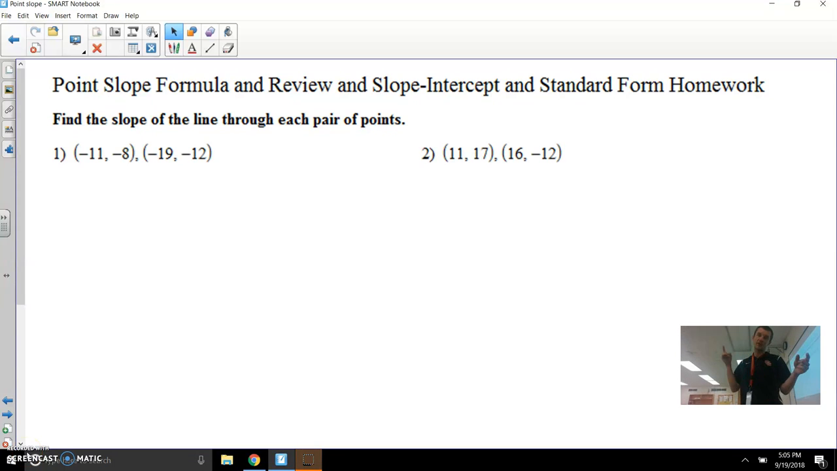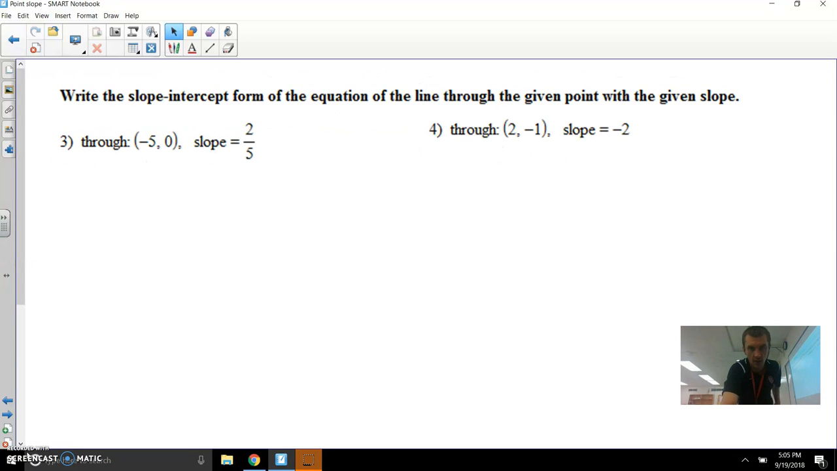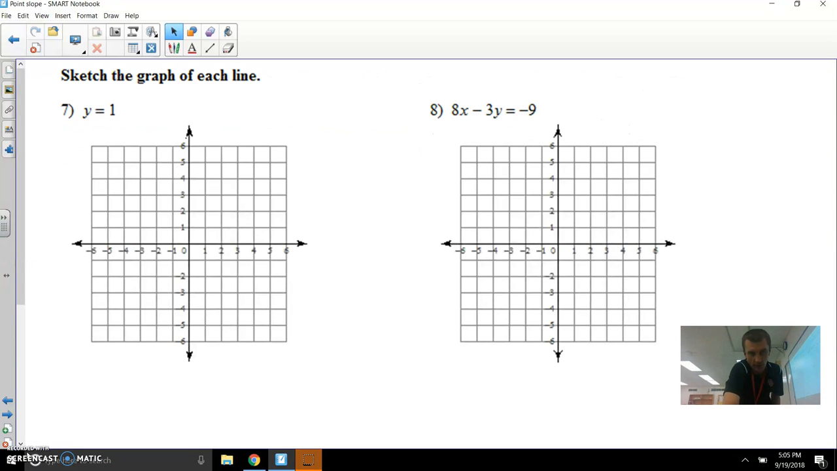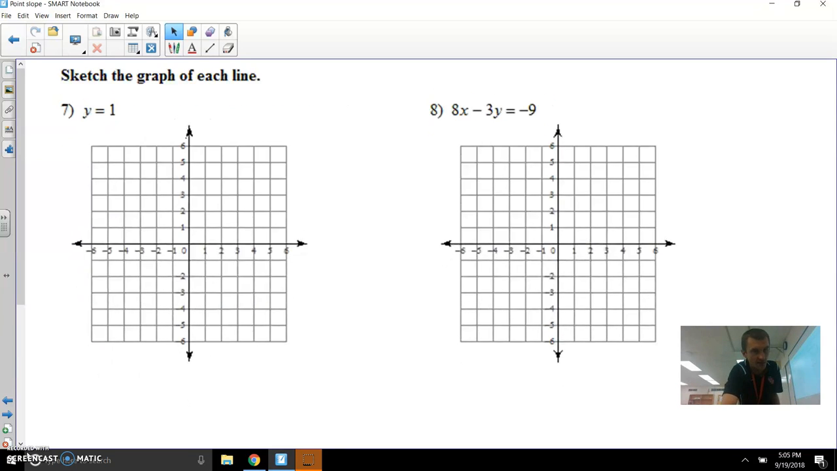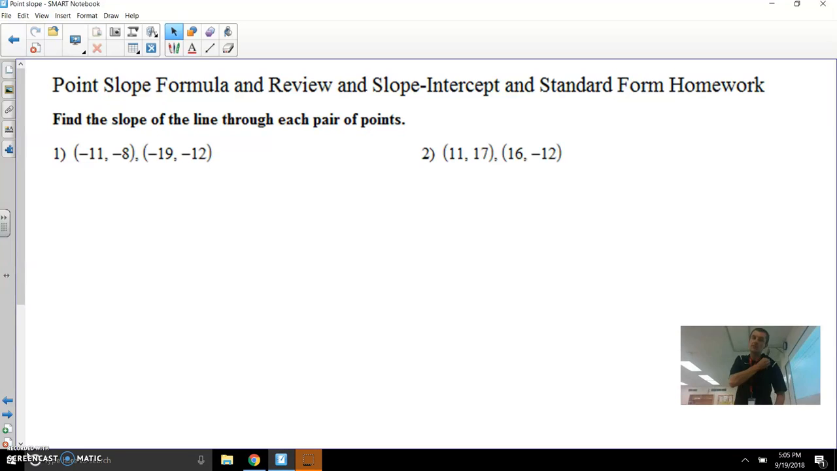What's up, Algebra 1? We talked about point slope formula today, and a lot of this homework has to do with a review of all the other stuff we were talking about. We got slope, point slope, graphing lines, and a little more practice of those things. So let's go ahead and jump into it.